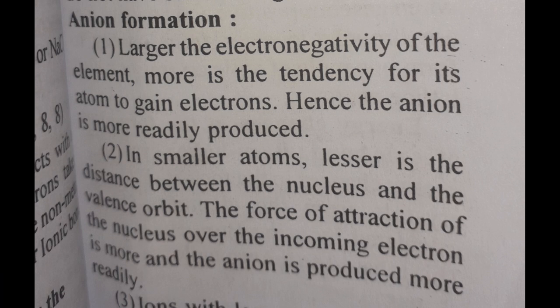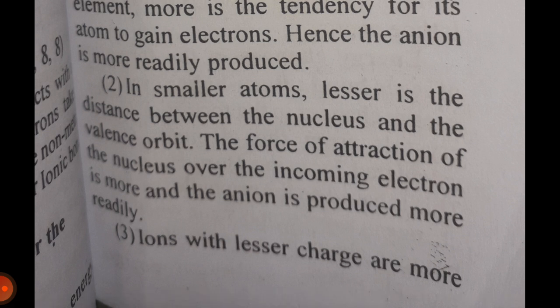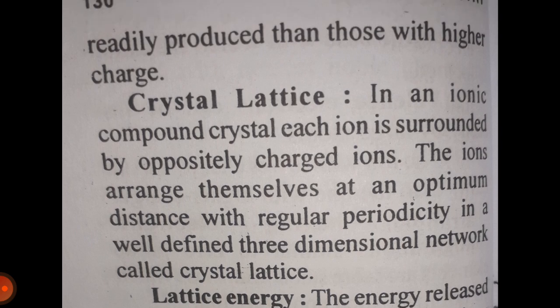Anion formation. First, the larger the electronegativity of the element, the more the tendency for its atom to gain electrons, as the anion is more readily produced. Second, in smaller atoms, the distance between the nucleus and the valence orbit is less, so the force of attraction of the nucleus over the incoming electron is more, and the anion is produced more readily. Third, ions with lesser charge are more readily produced than those with a higher charge.